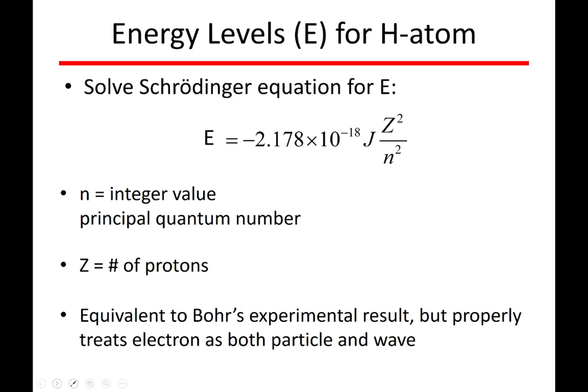Additionally, the Schrödinger equation treats the electron as both a particle and as a wave, and so it solves one of those issues that we had with the Bohr model. So this is a really big deal, and Erwin Schrödinger ended up winning the Nobel Prize for coming up with this. Now, in our next video, we're going to talk about other things that you can learn from solving the Schrödinger equation when we talk about quantum numbers and orbitals.